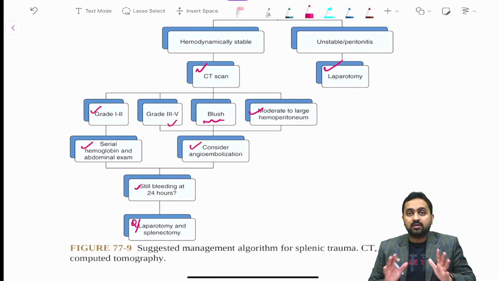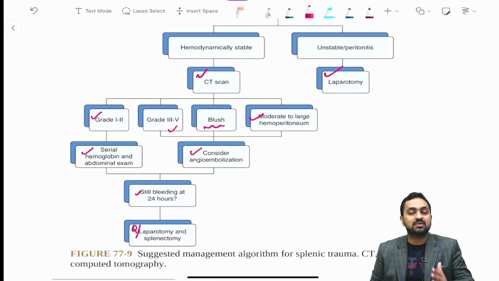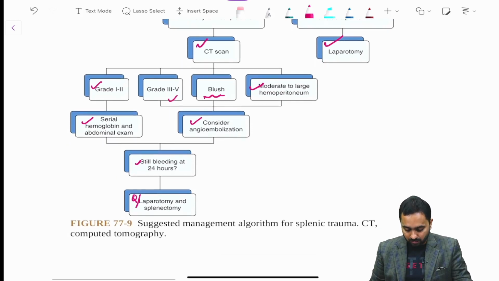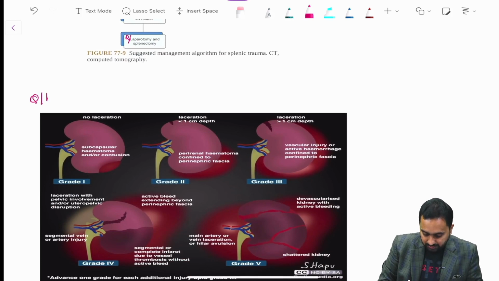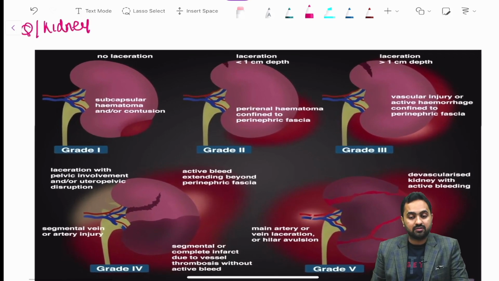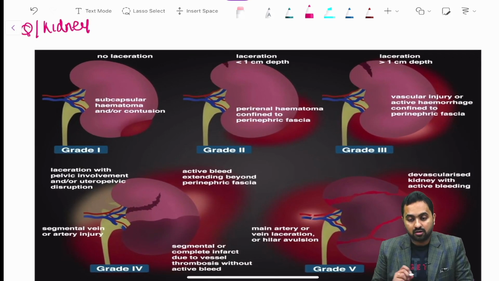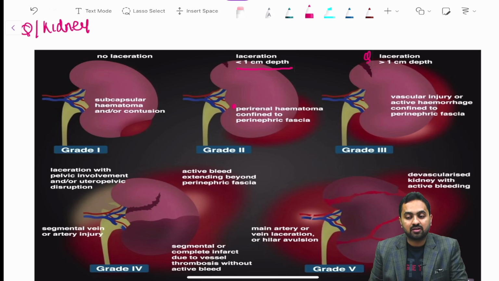So, this particular algorithm can be used for your splenic trauma, but essentially the concept remains the same as we had discussed for your blunt abdominal trauma. Now, this is with respect to your kidney grading. So, we have over here grade 1, which has no laceration and a subcapsular hematoma or a contusion. Then in grade 2, we have a laceration less than 1 centimeter depth and a peritoneal hematoma confined to your perinephric fascia. Then in your grade 3, we have your laceration more than 1 centimeter depth and vascular injury or active hemorrhage confined to your perinephric fascia.